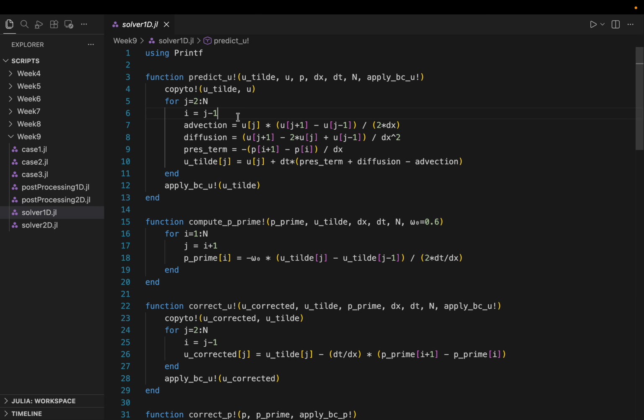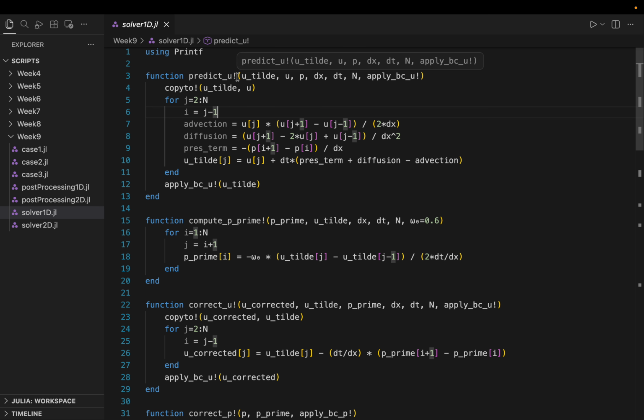So implementing this, for the prediction velocity, let me just define the variables first. u tilde is whatever I just showed. This will be the provisional velocity. u and p are the velocities that we have. dx and dt are the same as before.